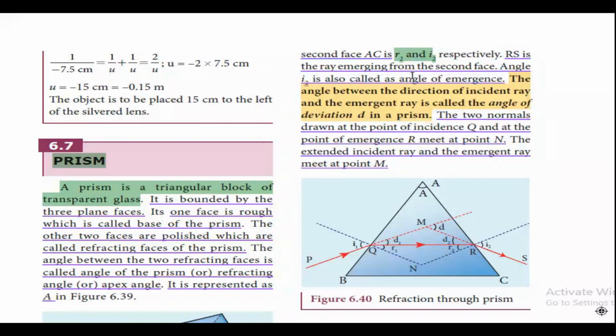RS is the ray which emerges from the second face. So this is the emergent ray. And the angle I2 is also called the angle of emergence. The angle between the direction of the incident ray and the emergent ray is called the angle of deviation D in a prism.